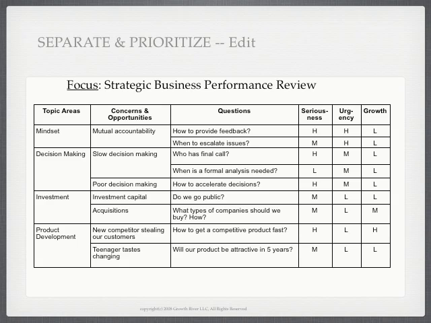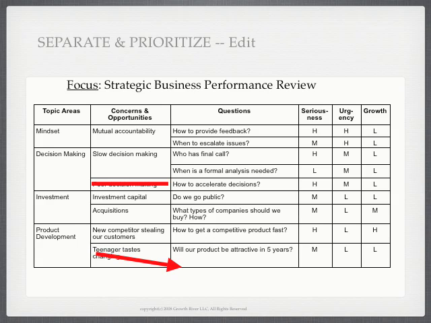Now, if you have an issue that is serious, urgent, and growing, it would get an HHH, and that would clearly be the highest priority type of issue, versus, say, an LLL, which would be the lowest, and somewhere in the middle would be all the other alternatives, things like HML, and so on. But this gives you a way to begin to sort through and prioritize any question within any concern or opportunity within any topic area.